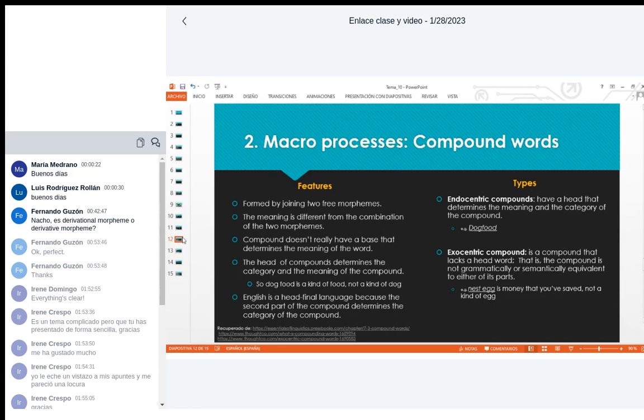Whereas exocentric compound refers to something outside of the word. So that means the meaning that results from combining two roots has nothing to do with both words, something different. So the meaning is outside the word. In this case, it's nest egg. Now, nest egg does not refer to the egg that is in the nest, but rather it's money that you have saved. So completely different from the original meaning.